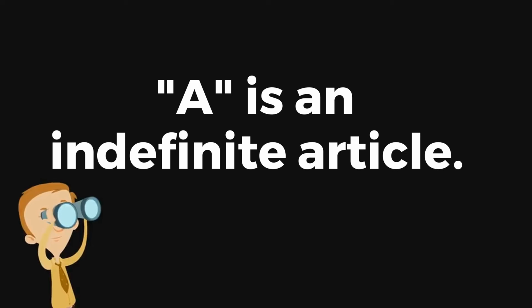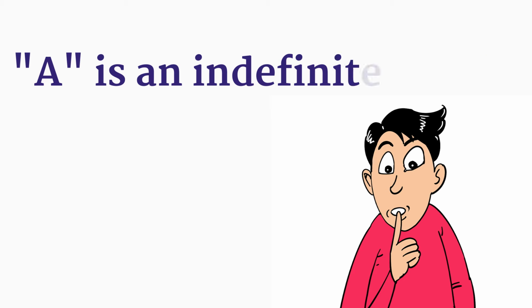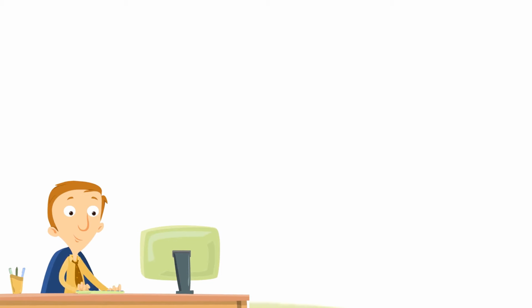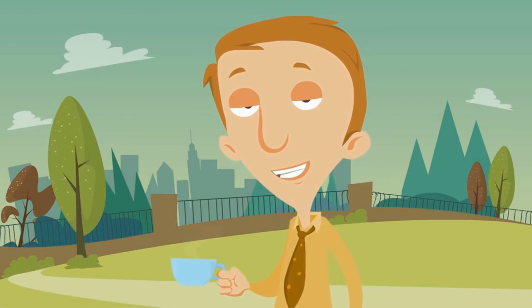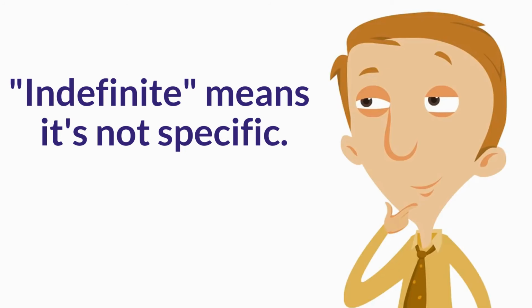All right, so A is an indefinite article. Can we say that together? Super soft. A is an indefinite article. Great. Now, how about saying it really loud? A is an indefinite article. Awesome, awesome. Indefinite means it's not specific. It's not definite. It can be any.